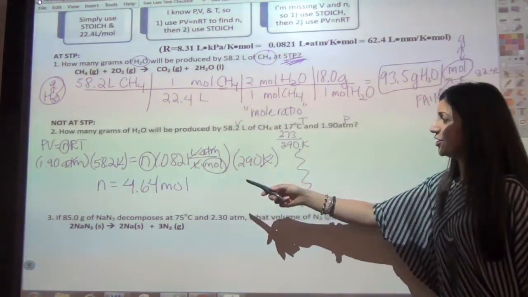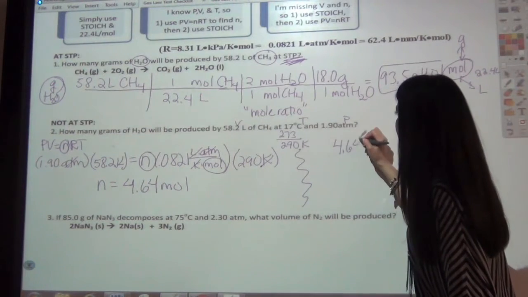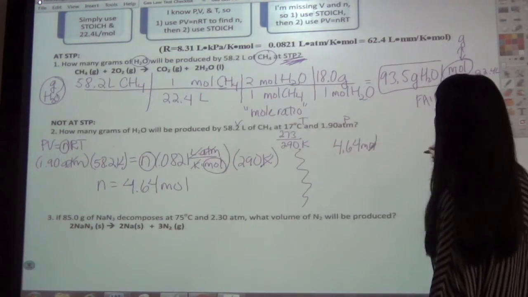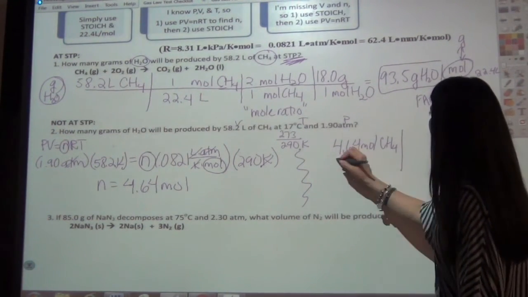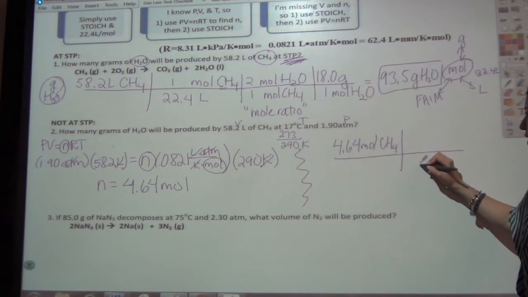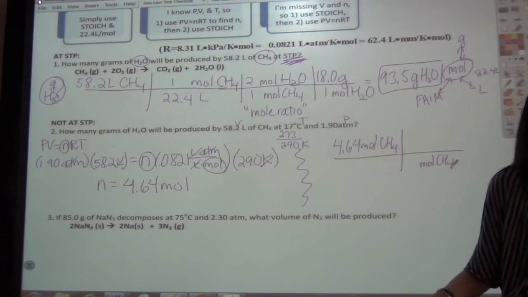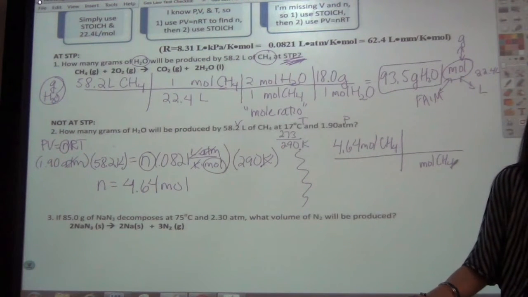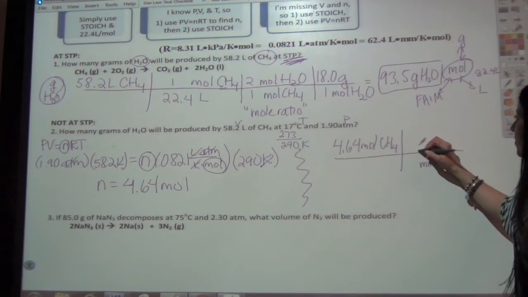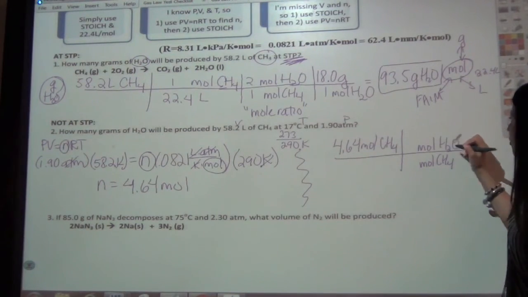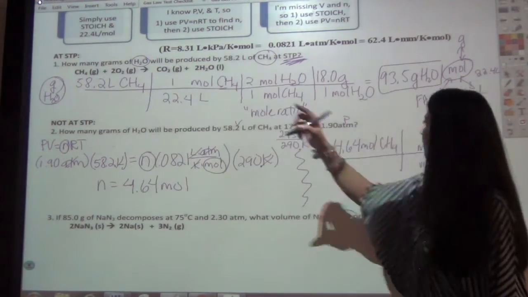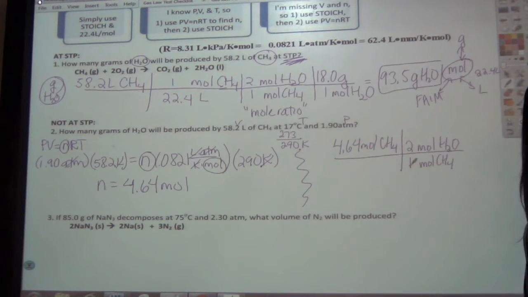Okay, so now what we're going to do is take our 4.64 moles of CH4 and convert it. So we're going to go moles of CH4 on the bottom, and once you're in moles, what can you do? You can do your mole ratio. Awesome. So I'm going to go to moles of water, which we already did. We said it was 2 over 1, so it's a 2-to-1 ratio.